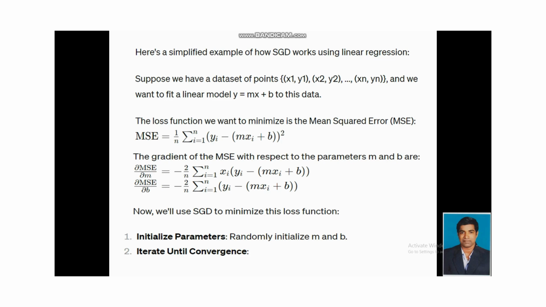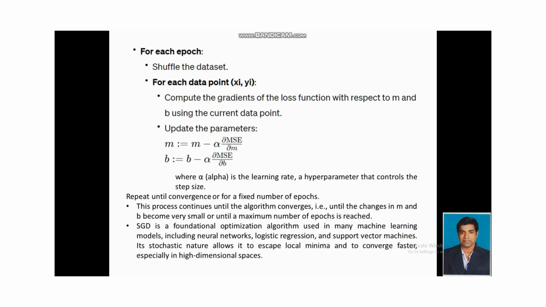Now we will use SGD to minimize this loss function. Initialize the parameters: randomly initialize m and b. Iterate until convergence. For each epoch, shuffle the data set. For each data point xi and yi, compute the gradient of the loss function with respect to m and b using the current data point. Update the parameters: m is equal to m minus alpha dou MSE by dou m, and b is equal to b minus alpha into dou MSE by dou b, where alpha is the learning rate hyperparameter that controls the step size. Repeat until convergence or for a fixed number of epochs.